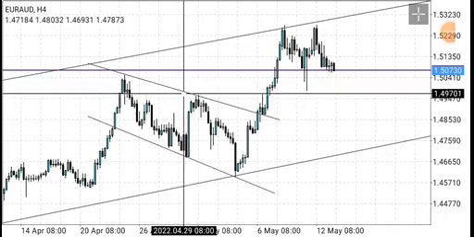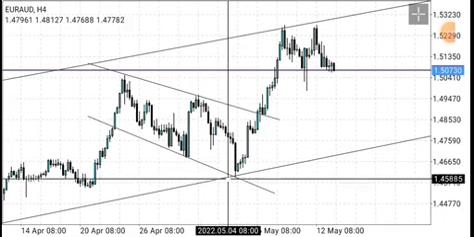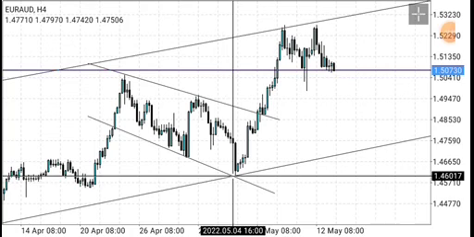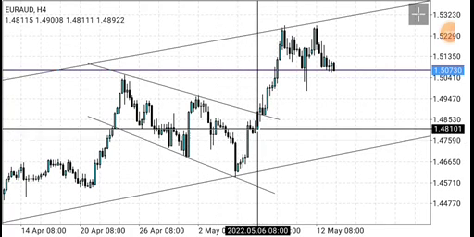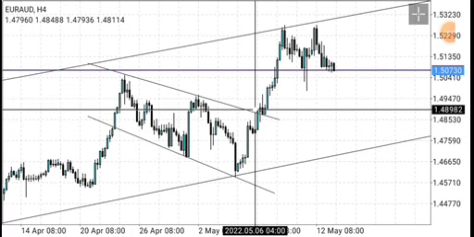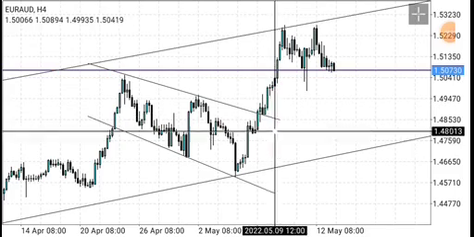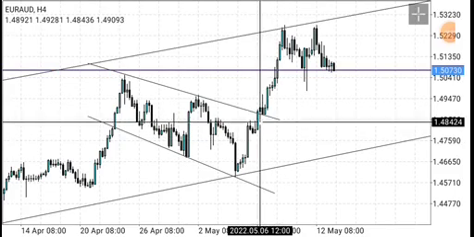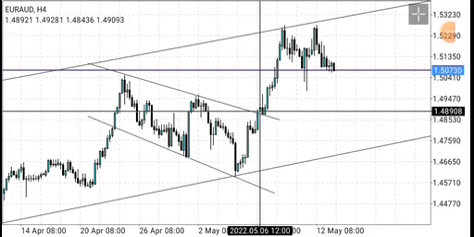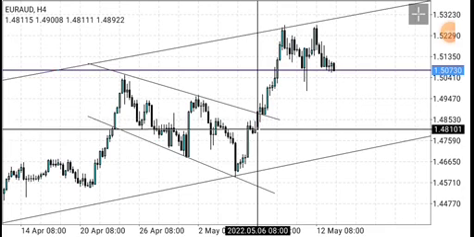Now we see sellers again bringing the price down to this point. We see buyers again shifting it upward. Now the sellers at this point could not drive the price down, so we have this long candlestick indicating buyers in the market.